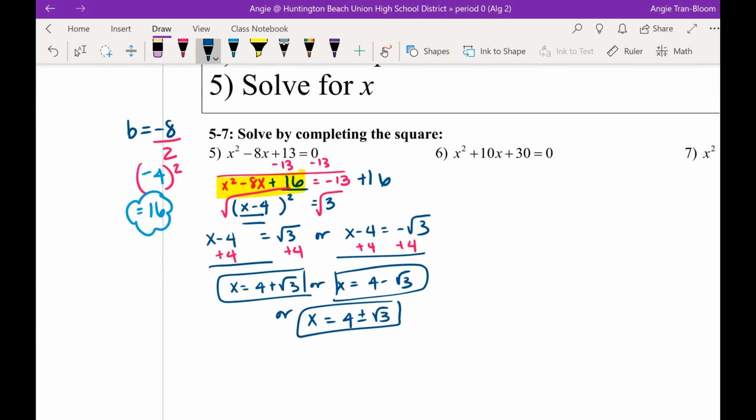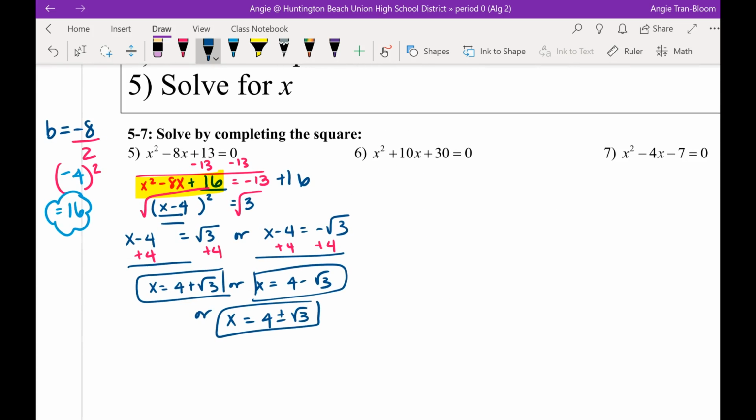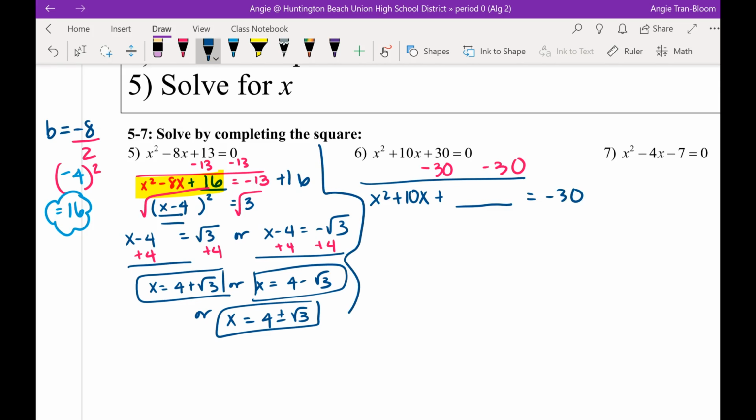Okay, 6. What is, Aaron, what's the C value on 6? Good. And what do we do with C, Aaron? Perfect. Subtract it to both sides. So now we have an x squared plus 10x. Do I leave that blank space right now? Yeah, leave it right now, okay? Equal to negative 30. Okay, this is where the side work's going to come in. Side work.